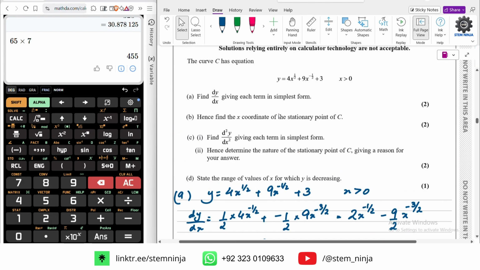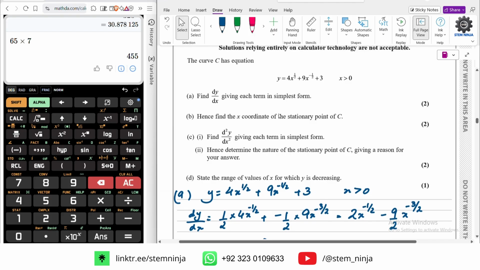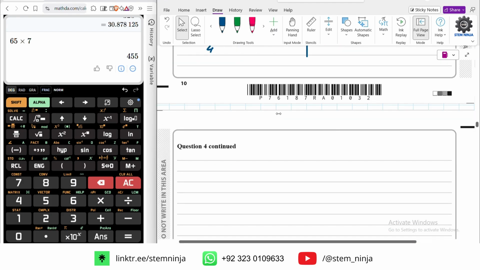Okay. Right, find d squared y over dx squared. No, sorry, b part is, okay, no, we're done. Find d squared y over dx squared, giving each term in its simplest form. So c part 1.